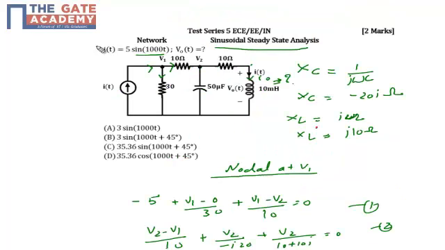This is my output expression: 35.36 sine of 1000t plus 45 degrees. So the correct answer is option C. Thank you.